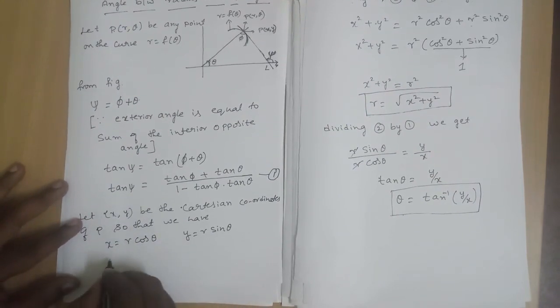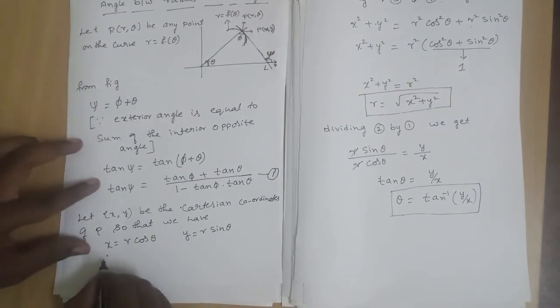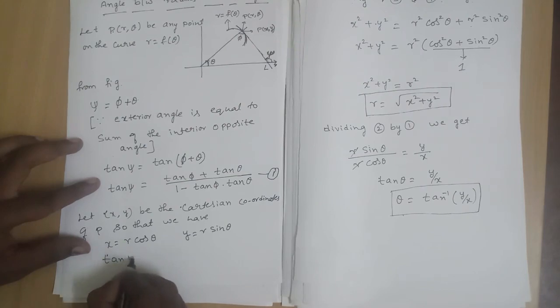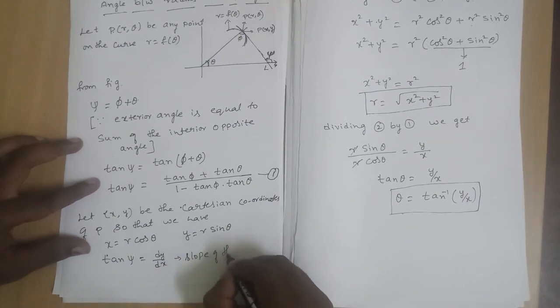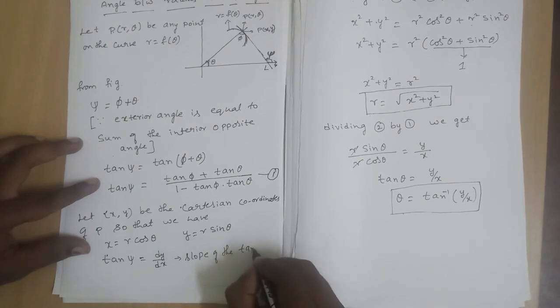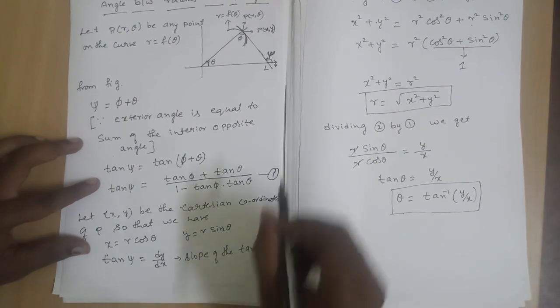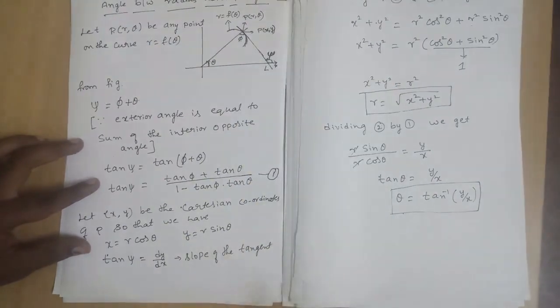So here, now I'll consider tan xi. We know that x and y here. So tan xi equals the slope, dy by dx. That means we get the slope of the tangent. So this is the slope of the tangent.